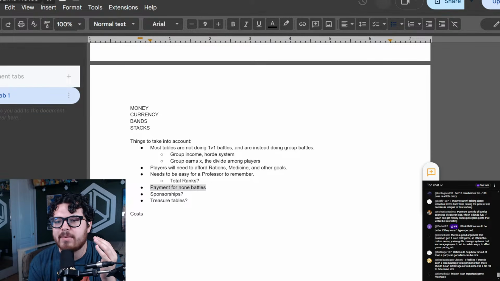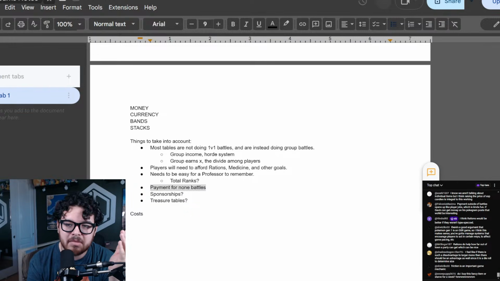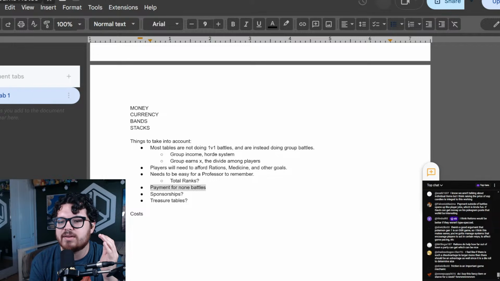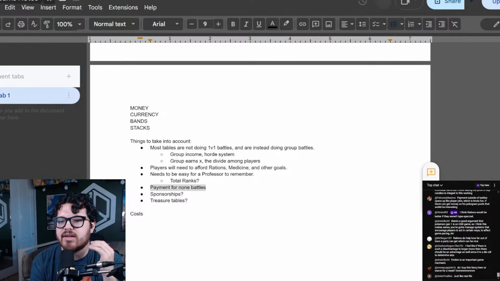Let's see here. Payment outside of battles and play jobs, which is kind of fun. Get money on his program. That's interesting. I agree, Falcon. Rations would be better if they weren't type spec'd. Interesting, Vindril. We'll chat about it. That'll be a conversation. Good argument that Pokemon Gen 1 is an OSR game, and I think it makes sense. You've got to manage the system, encourage players in a certain way. Rations do help how far out of town a party can get, which can be nice.